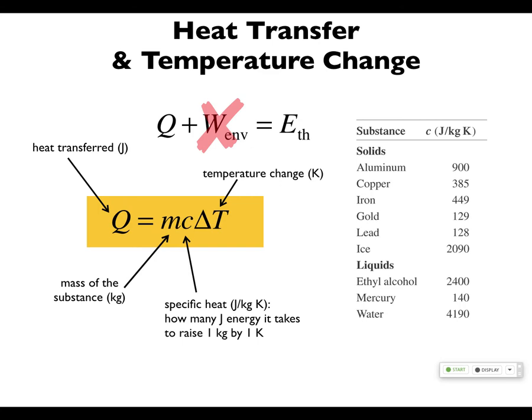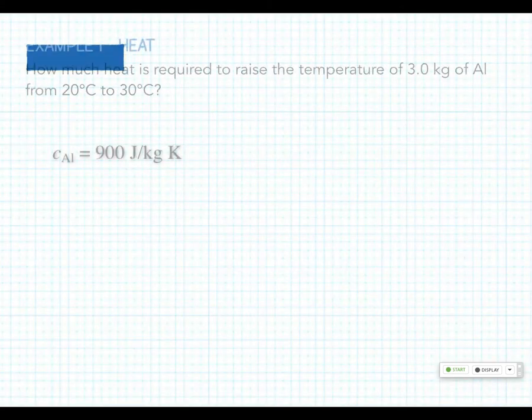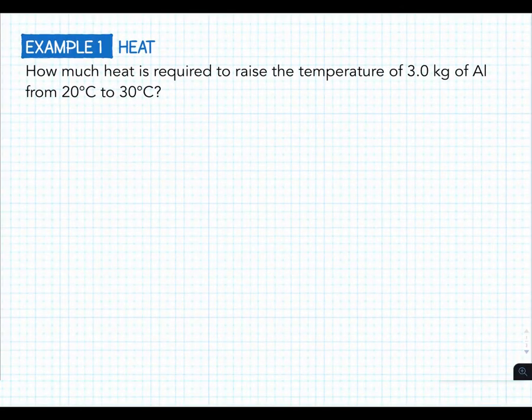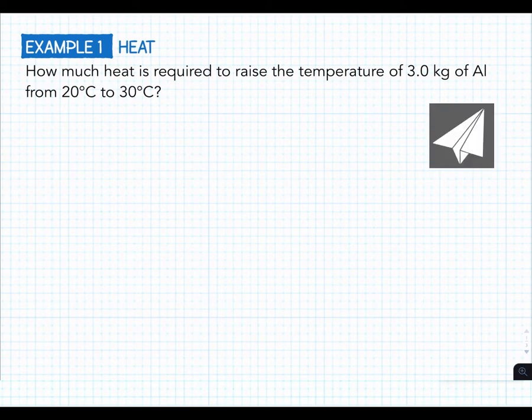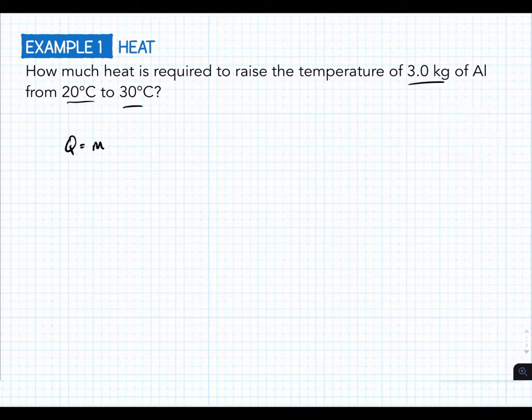So that's what specific heat is. It tells you how much energy you need to change something's temperature. Now we're going to do a quick and really easy example with aluminum. How much heat is required to raise the temperature of 3 kilograms of aluminum from 20 degrees to 30 degrees Celsius? We use the formula Q is equal to MC delta T, and we just want to find Q.